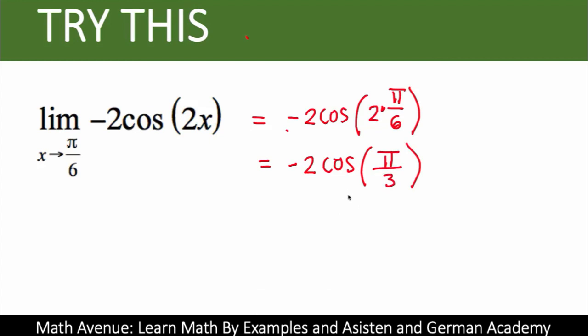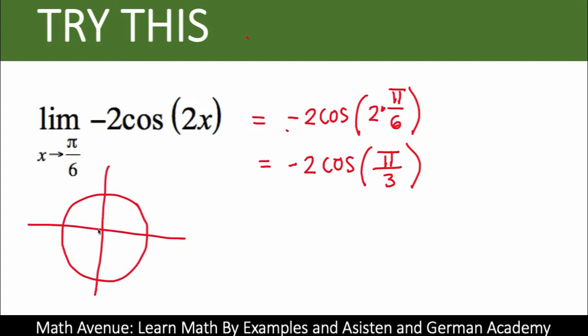So what's the value of cosine of pi over 3? If you're going to recall the unit circle, pi over 3 is this part. This is pi over 3 here. In degree measure, that's 60 degrees. If you have a 30-60 right triangle, opposite 30 is 1/2. Opposite 60 is square root of 3 over 2. And the hypotenuse is 1. So cosine is your adjacent side over the hypotenuse. So you get 1/2 over 1. So cosine of pi over 3 is 1/2.